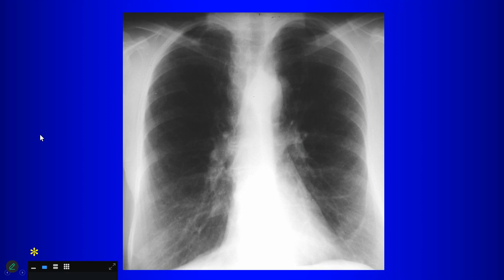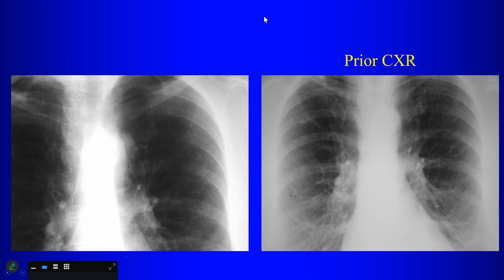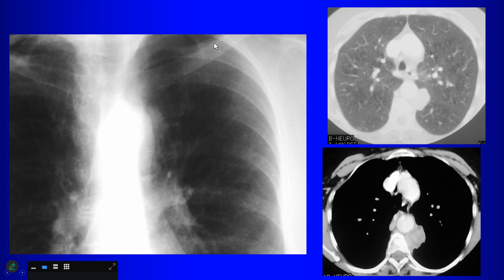What about this? Are you worried a little bit about the right paratracheal stripe? Anything else you're worried about? The left paratracheal stripe? Very worried about lymphadenopathy. Well, let's pull out the prior chest X-ray. There's more lymphadenopathy next to the knob. Next to the knob, there's this density here that was not there before. See it? Cancer.